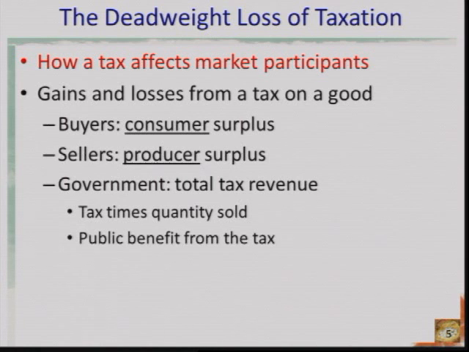All right, so how does a tax affect market participants? Well, we know that the consumer surplus is associated with buyers and producer surplus is associated with sellers, but now we're going to add a third party that we have to think about, the government. The government levies a tax in order to get some revenue, right? Some tax revenue from us. And they're going to take some of the surplus too. Before we were just talking about consumer and producer surplus. Now they're getting a piece of the pie as well.